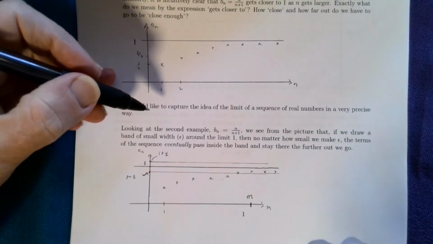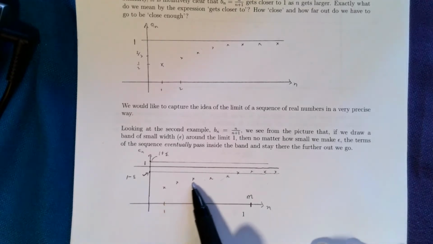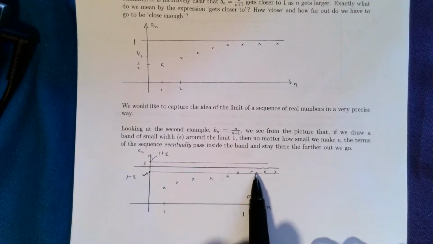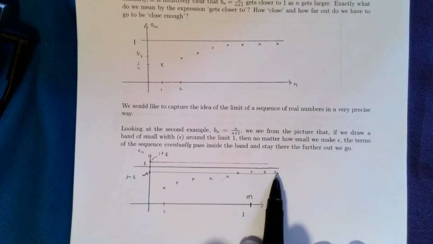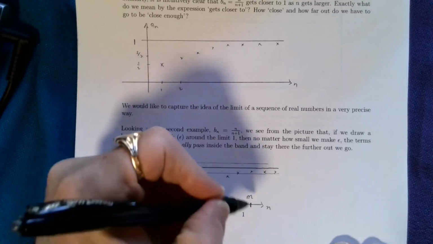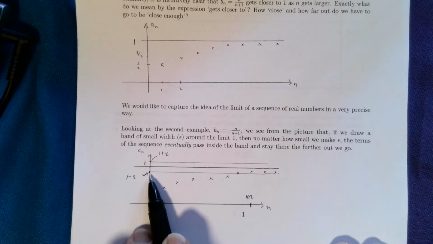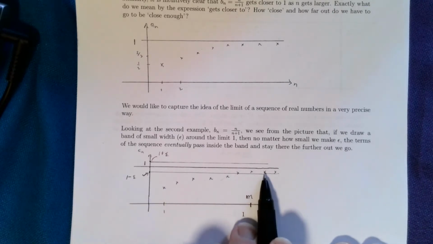as being very small. Now if you look in the picture, you can see that, even in my rough diagram here, eventually, provided I go far enough, the crosses, these terms of the sequence, move inside the band, and they stay there the further out we go. They stay there forever, inside the band. So in other words, if we go out far enough, then no matter how small we make our little band here, the crosses will eventually move inside the band and they will stay there forever.